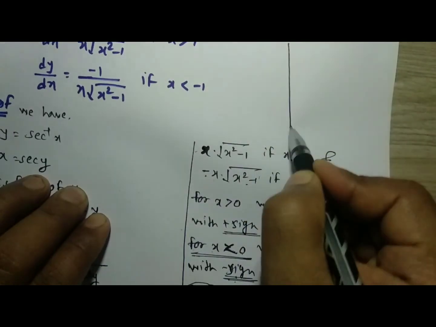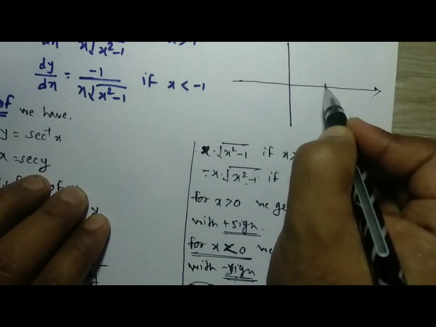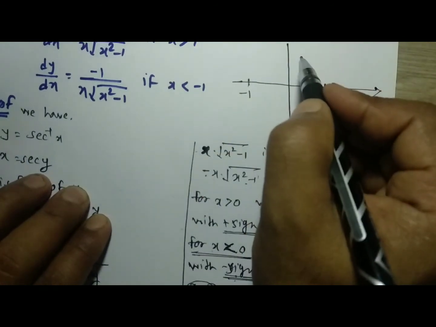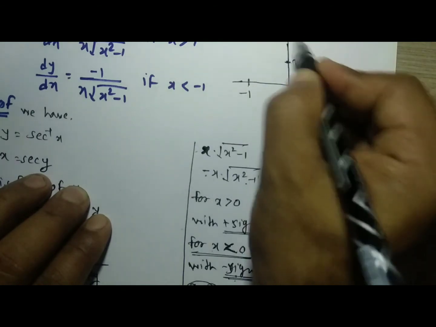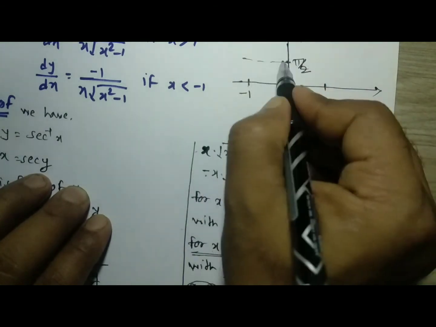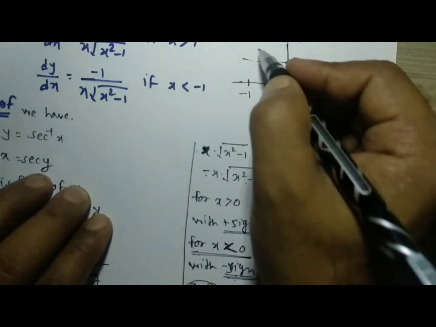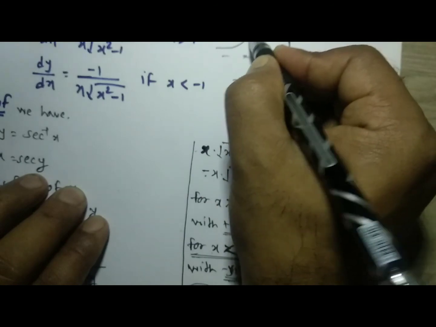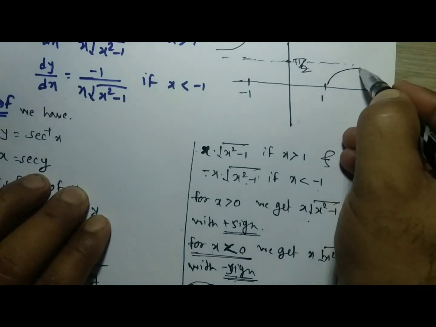For consideration of the x-axis, here is 1 and here is minus 1. We are going with the consideration of pi by 2, and pi is considered here. At pi by 2 we have to accept that value, and you will get the graph of this. Behind this you will get the graph of sec inverse like that one, and behind the one it has a graph like that one.